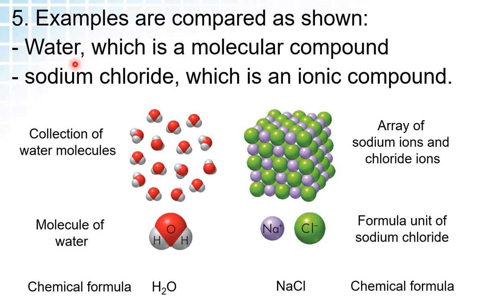The molecular compound example here is H2O, a collection of water molecules as a bulk, and on the other hand, sodium chloride is a crystal of an ionic compound. The ions here are shown as an array of sodium ions and chloride ions. So here we have a molecule of water, and here we have a formula unit of sodium chloride.